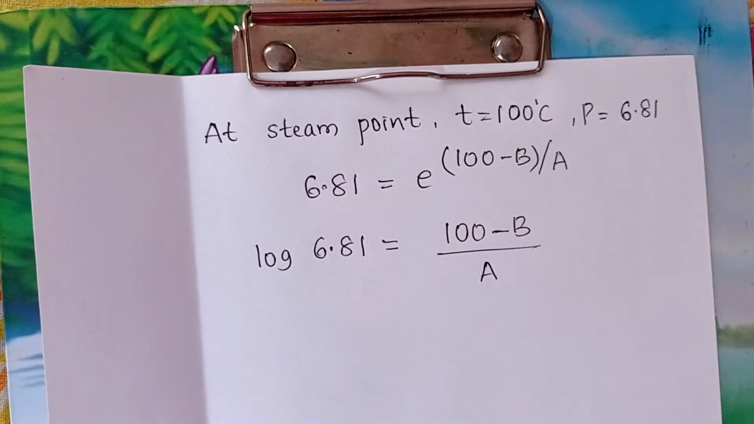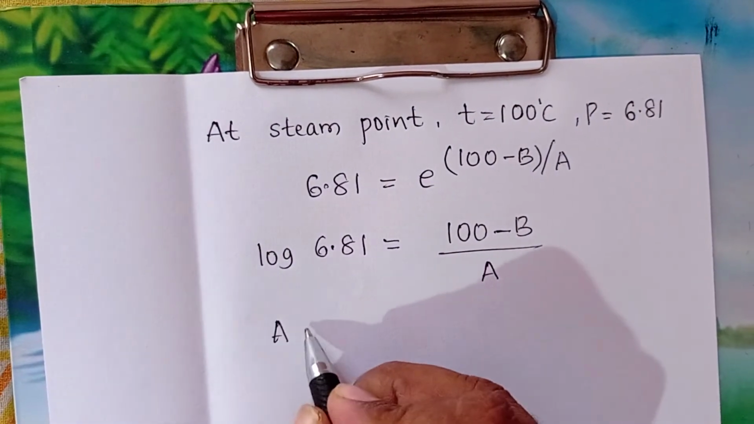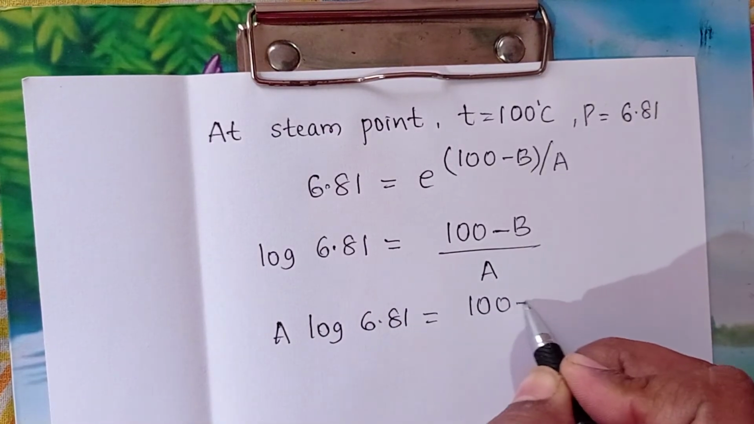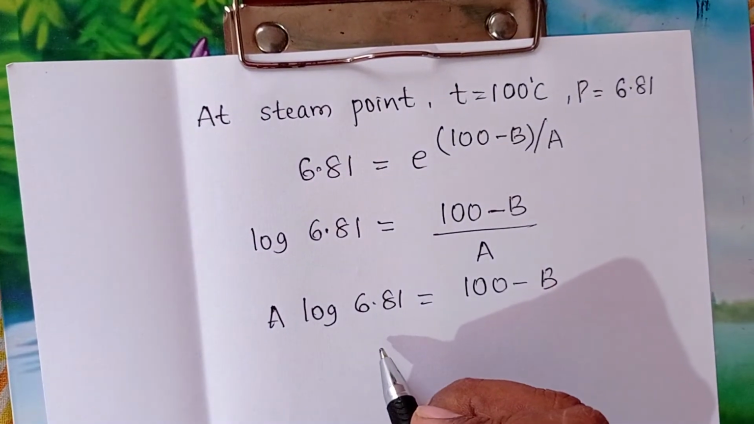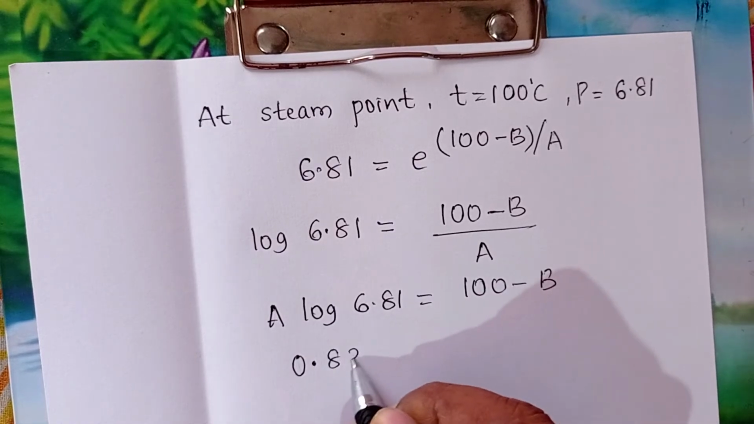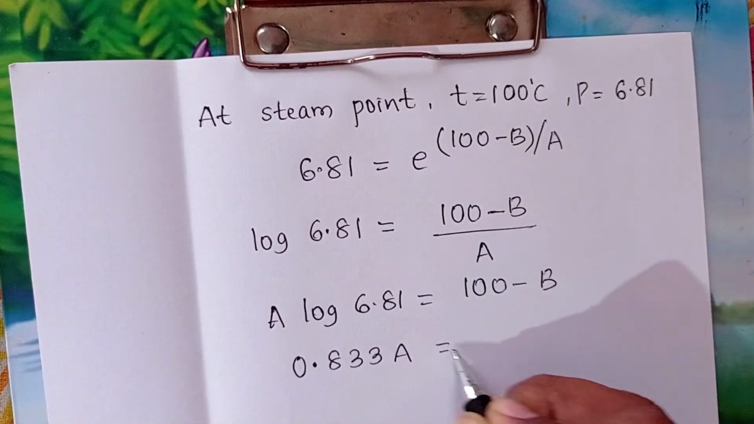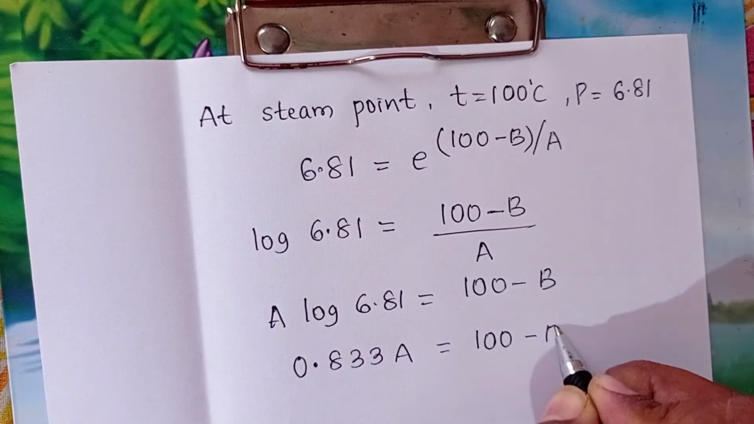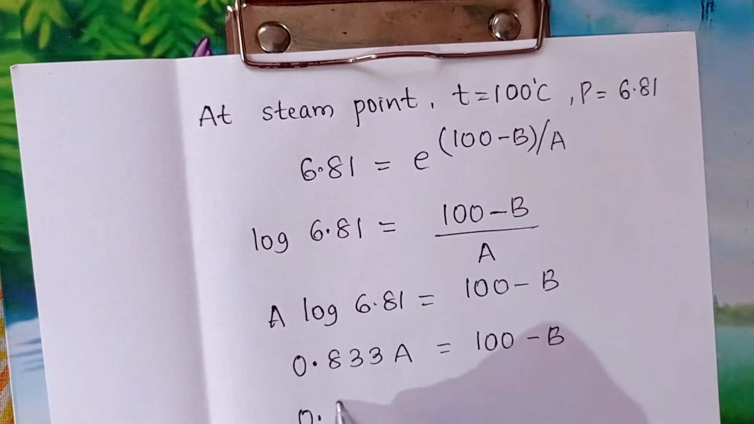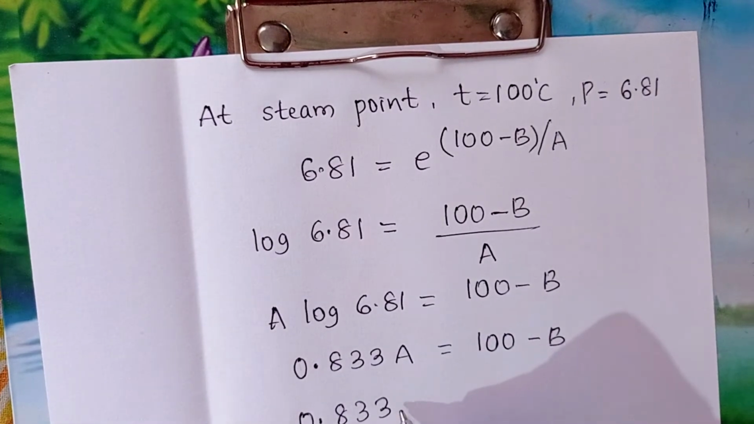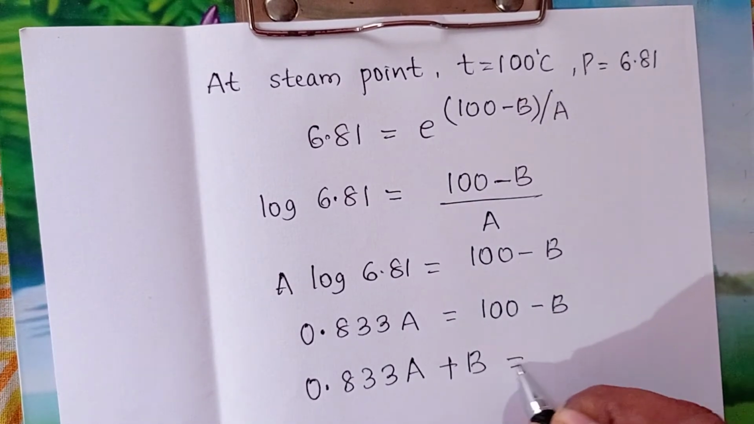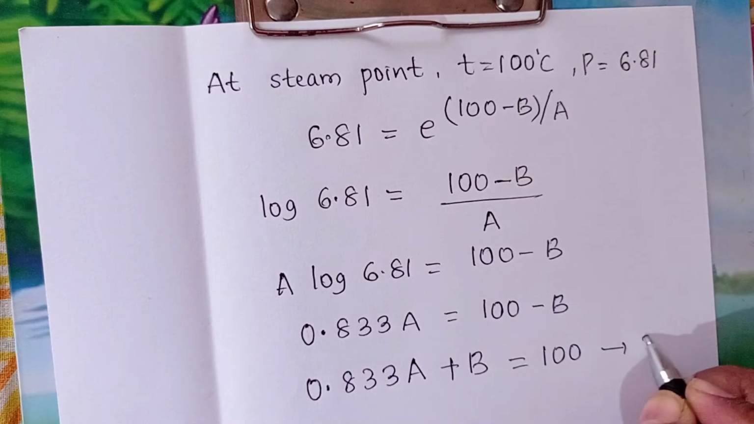So a log 6.81 will be equal to 100 minus b. The value of log of 6.81 is 0.833, so 0.833 a will be equal to 100 minus b, or I can write this equation as 0.833 a plus b is equal to 100. This is my equation 3.